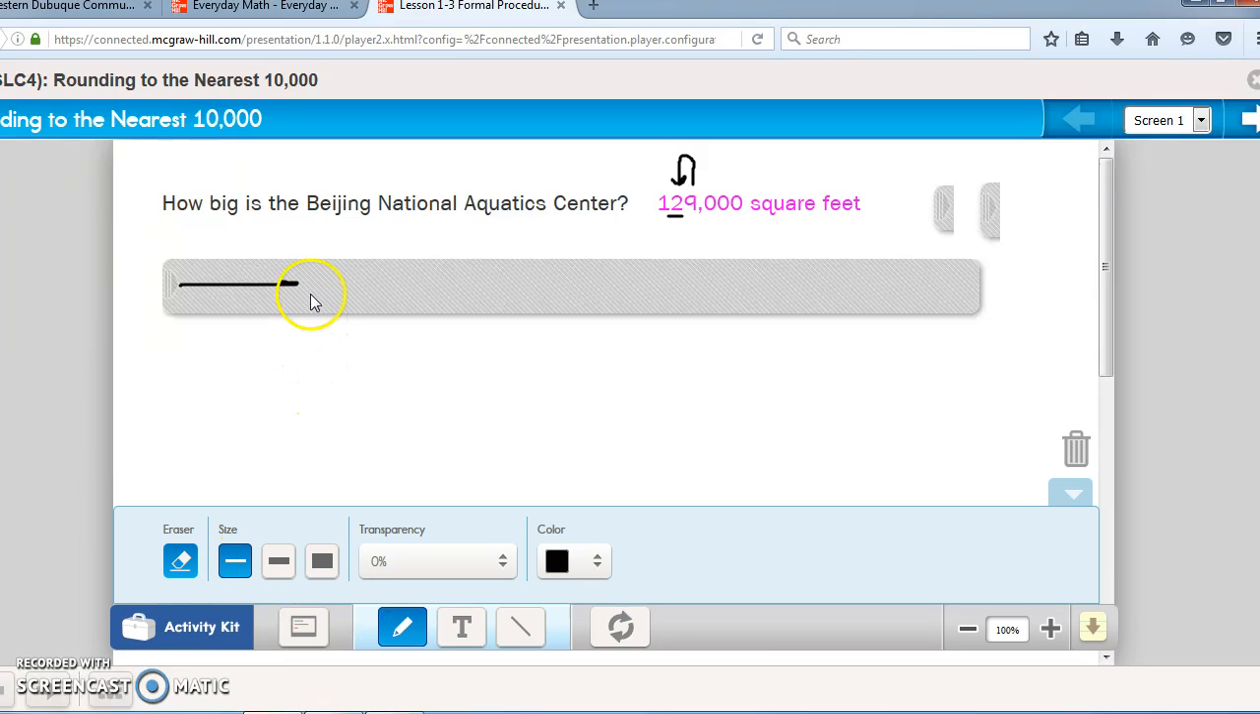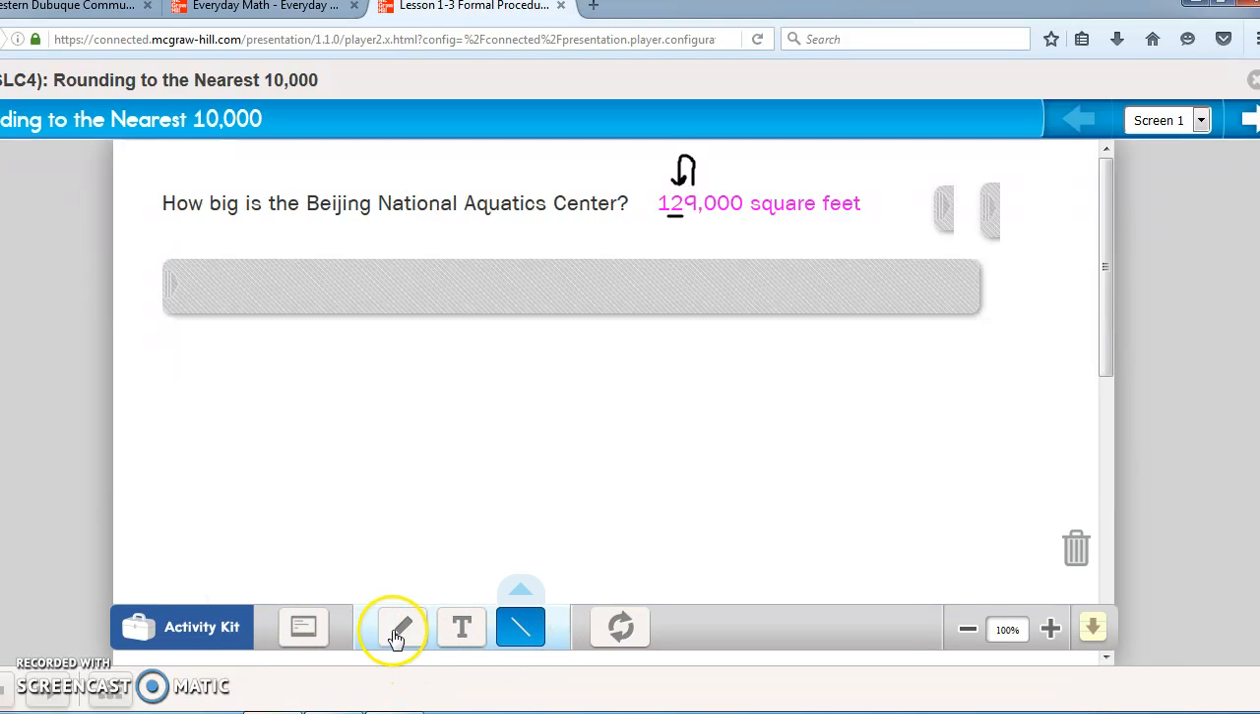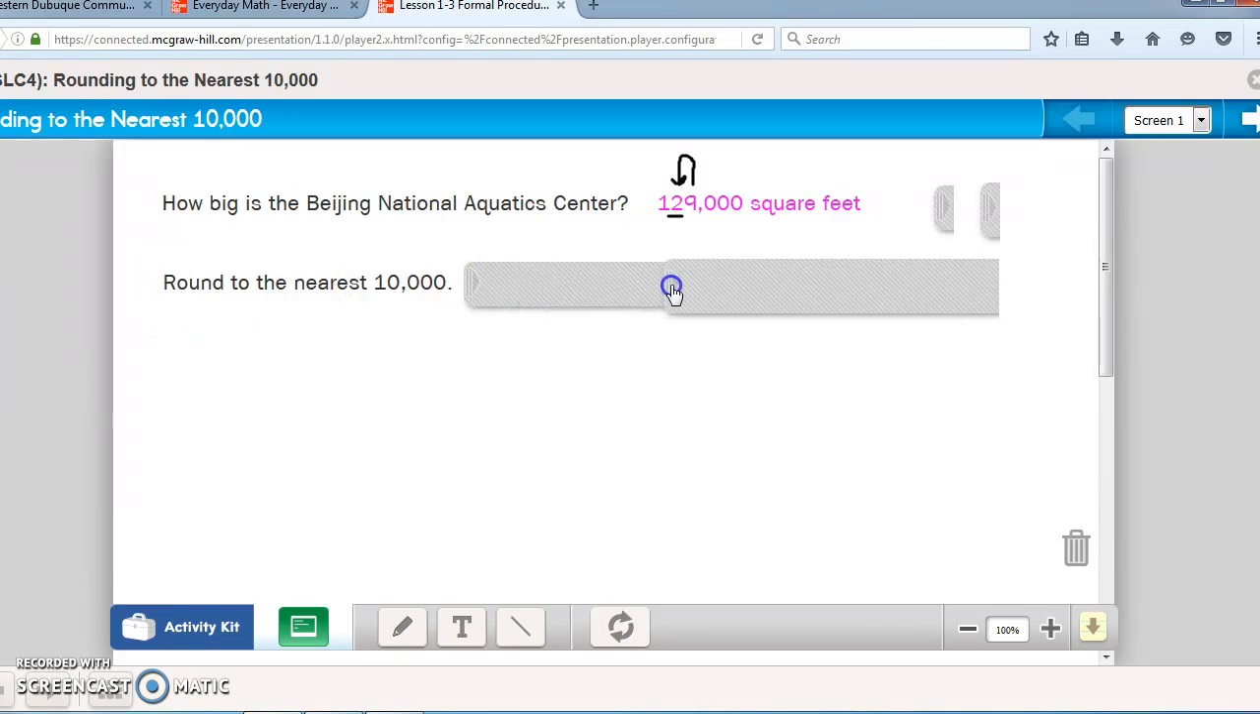Sorry about that. I need to erase that. There we go. Well, let's try that again, and I apologize again. Remember, I am new at this. And let's go back. So to round to the 10,000s place, we would round that to 130,000 square feet.